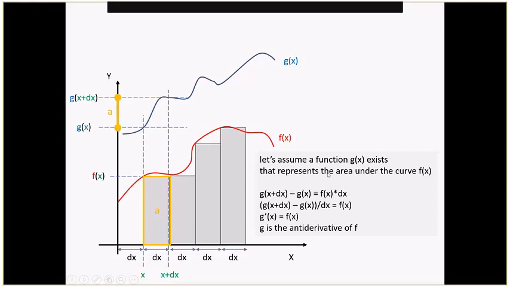And if we pass the dx to the left, we end up with this expression. And as dx is becoming smaller and smaller, trending towards 0, then basically we get this, where g is the antiderivative of f, where f is the derivative of g.